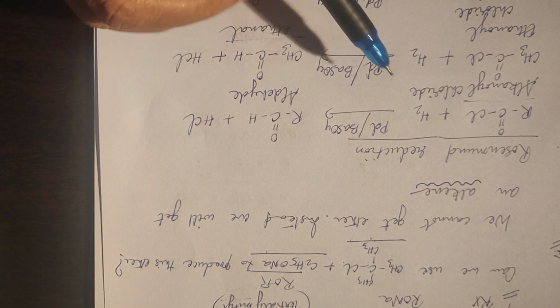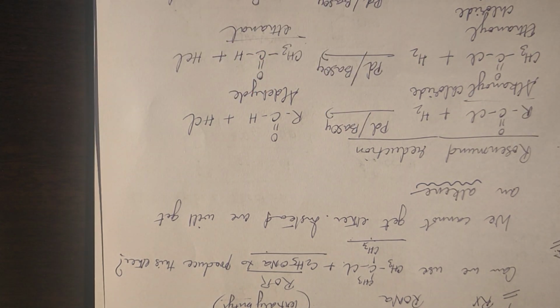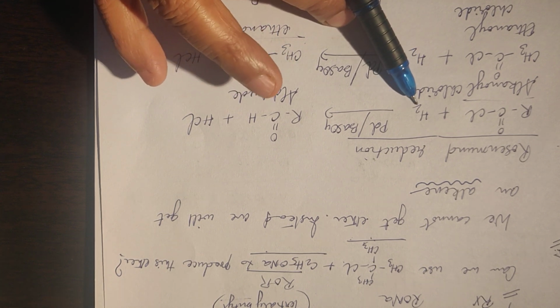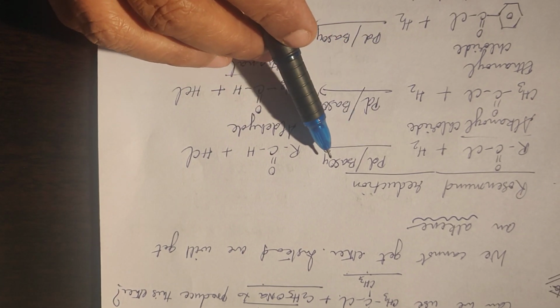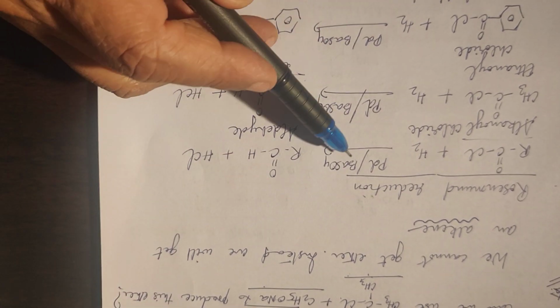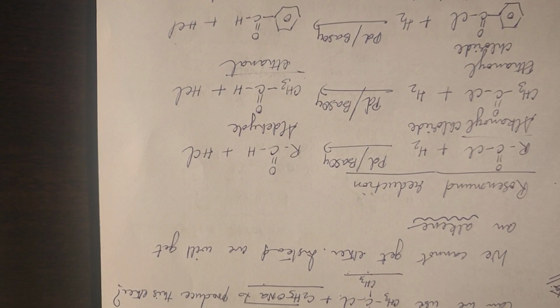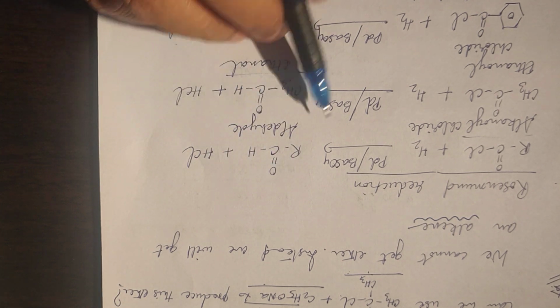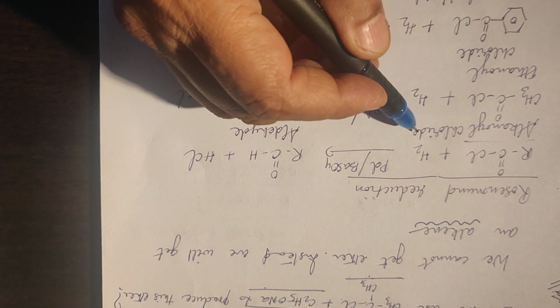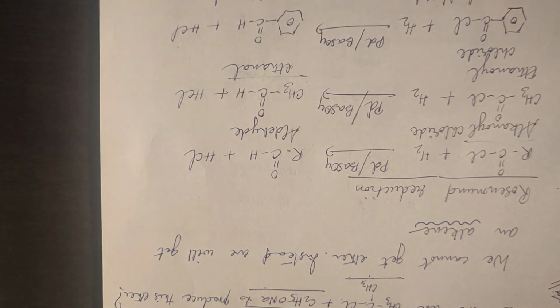Then what is Rosenmund reduction? Now here alkanoyl chloride is treated with hydrogen in the presence of palladium and barium sulfate. Palladium rod smeared with barium sulfate precipitate, when you will get aldehyde. So here, since addition of hydrogen is there, that means it is a reduction process.